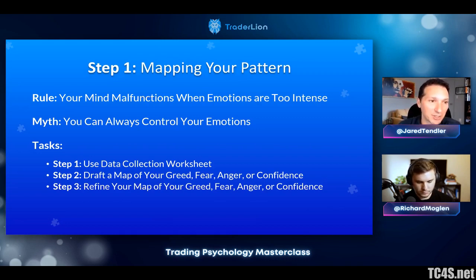Okay. So with this mapping your pattern process, the rule is your mind malfunctions when our emotions are too intense. Okay. That is what happens, and we cannot control this, but mapping your pattern is how you can begin to take control of your emotions, but you can't always do that because the emotions are too powerful at certain times. Okay. So these are the tasks, like I said.